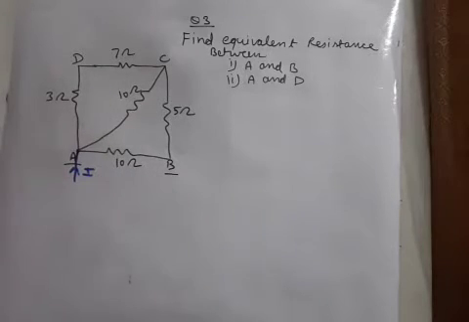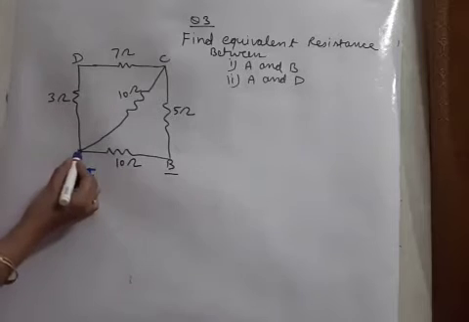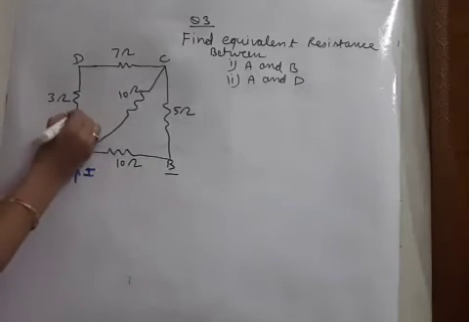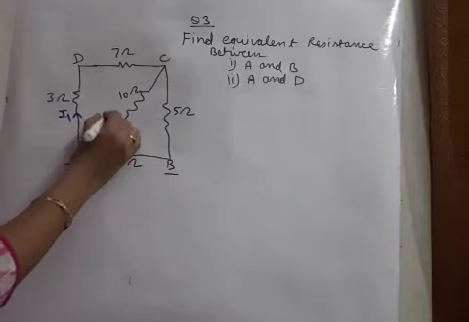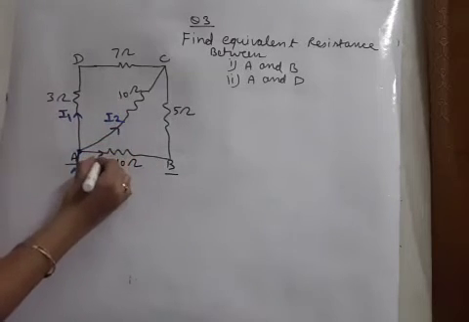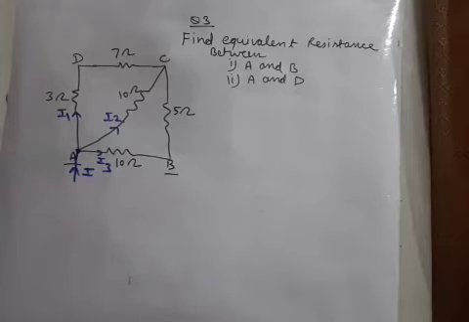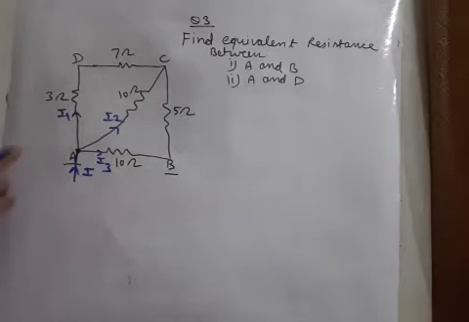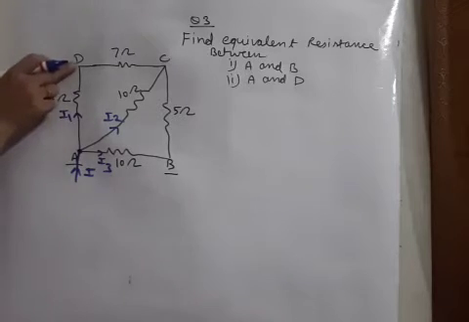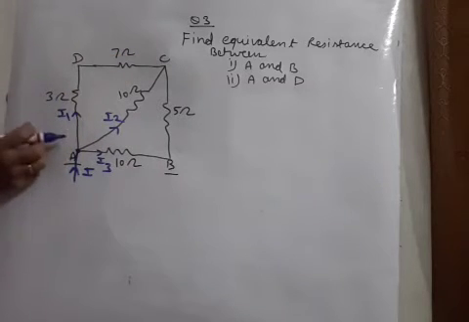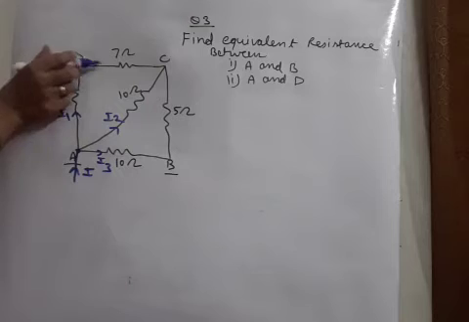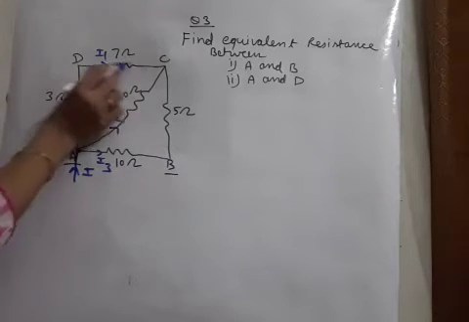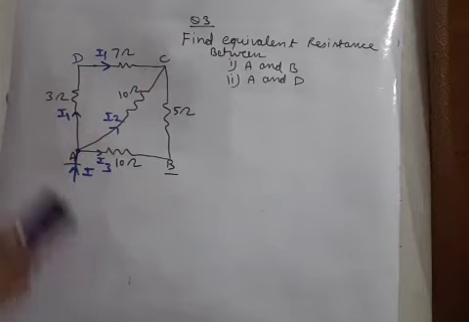At A, current I is entered. As soon as it reaches A, it has 3 paths, so it will divide. Suppose I1 here, I2 here and I3 here. Now we have to search all series combinations first. I1 is flowing here and here the same. You see, I1 is flowing here and turning because it is a single line. So I1 is flowing in both resistances, so they are in series.